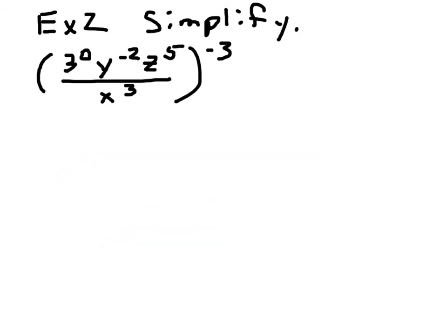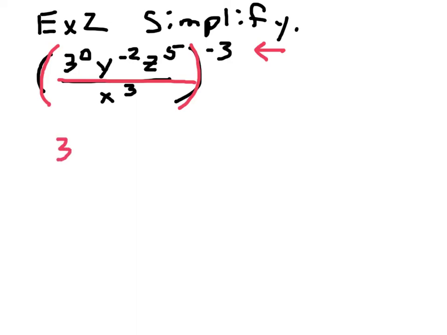Let's take a look at example 2. Now, the only difference between example 1 and example 2 is instead of just having something in the top, notice that I have a fraction here, or something in the bottom too. Well, it's still the same situation. I've got to take everything inside these parentheses to the negative 3 power.